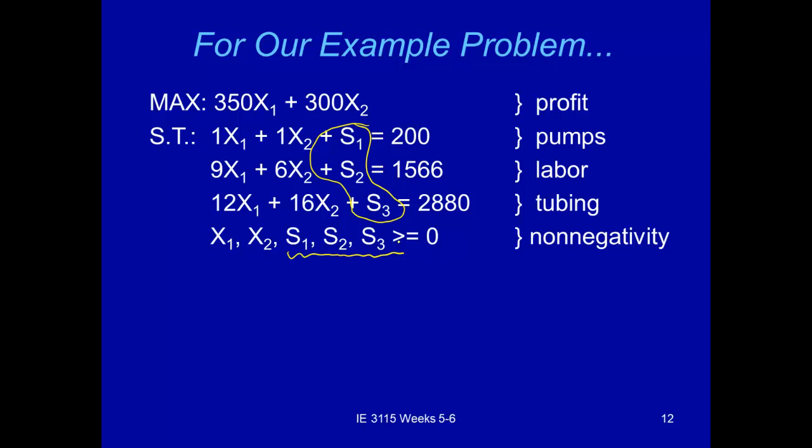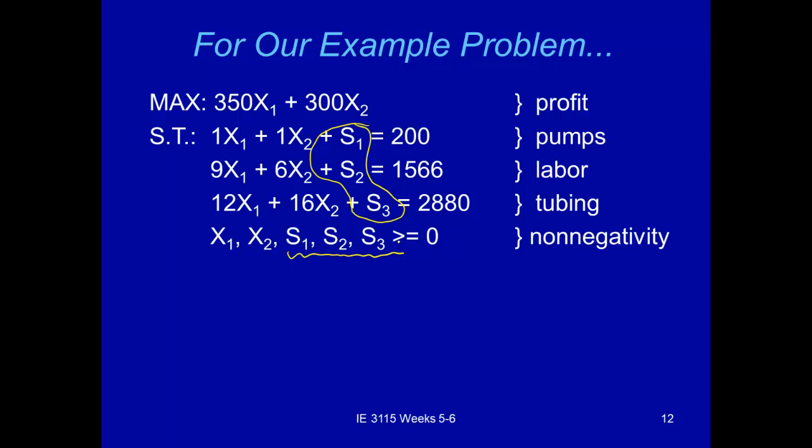Because if later when you calculate your S1, S2, if it becomes negative, what does that mean? For example, if S3 is negative 10, what does that mean? That means your 12x1 plus 16x2 is 2,890. So it's not less than equal to 2880, if this is a negative 10.